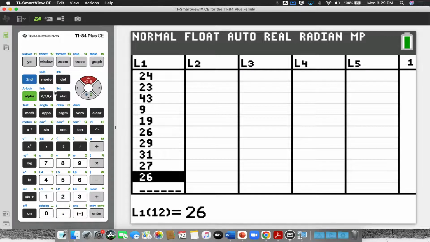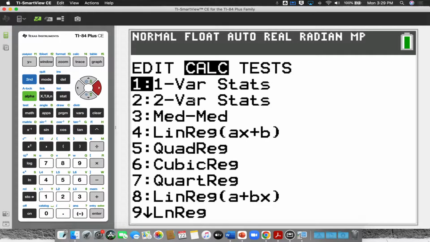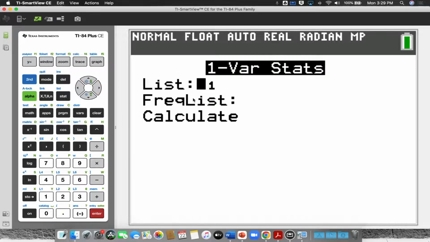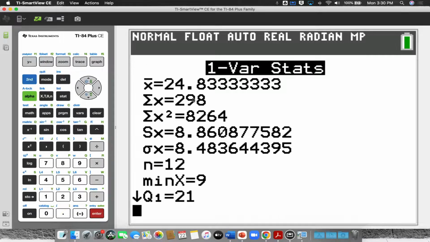Stat. I like that. Okay. What do I do next? I want to find the mean. Calc. One of our stats. Where are my lists? My list is in L1. Frequency, don't touch. Calculate. X bar is the one I want. That's the mean.